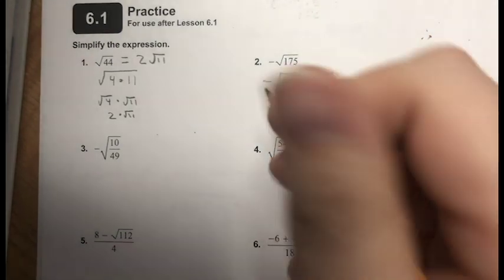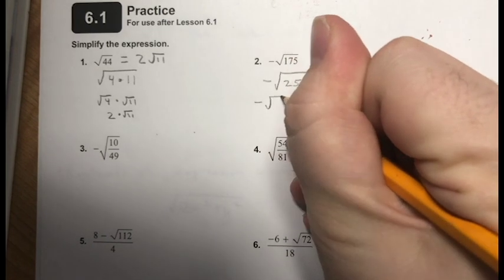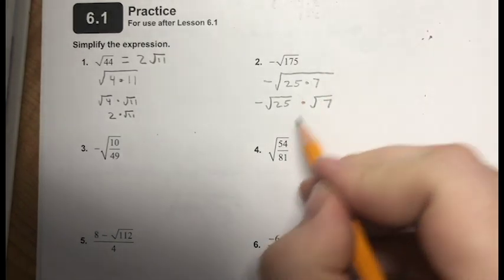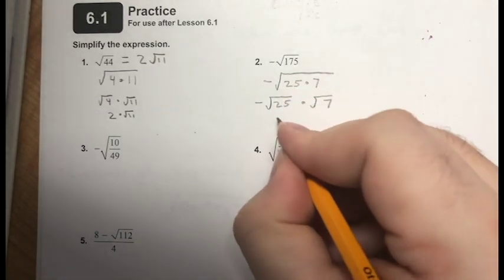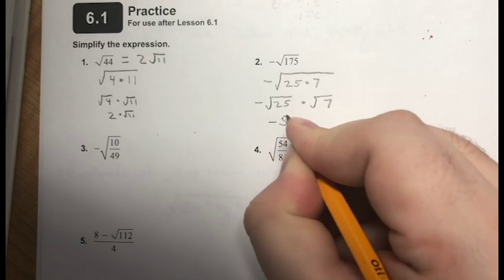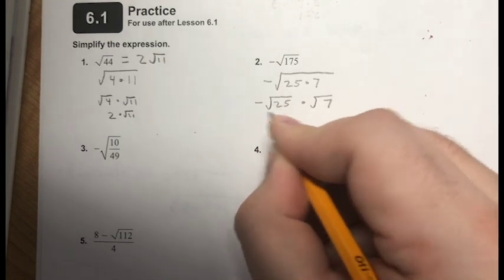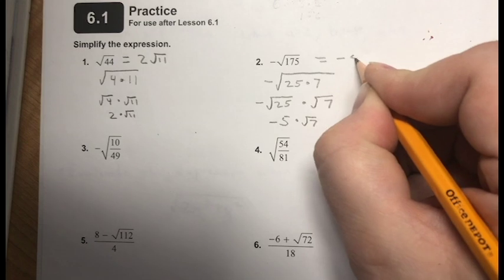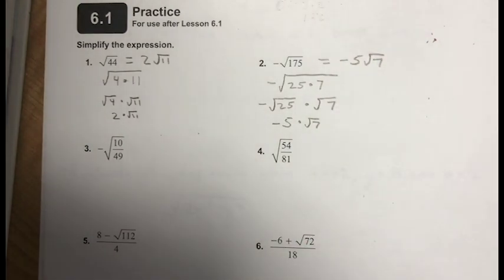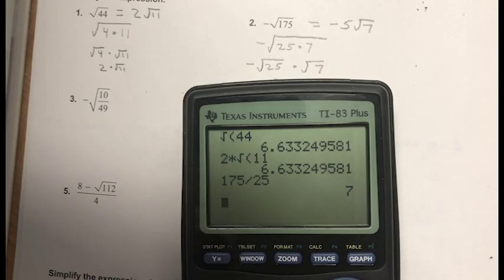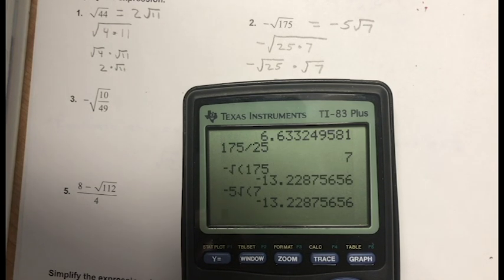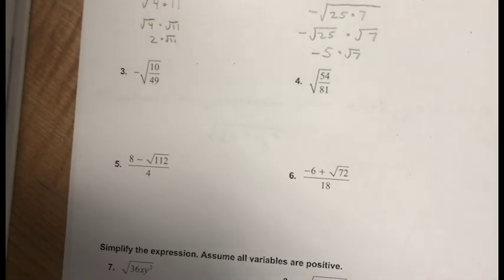All right, now that I've done that, I can break it apart even farther. A negative square root of 25 times the square root of 7. And I can break this out even farther. The square root of 25 happens to be 5, so I can say negative 5, because there's like an invisible one and they're multiplying, times the square root of 7. And ultimately, when I do that, I get negative 5 times the square root of 7, and I'm done. And I can prove this to be true again by going negative square root of 175. I get this weird looking number, and now I'm going to go negative 5 times the square root of 7. And when I do, I get the same weird number. All right, let's try number 3.